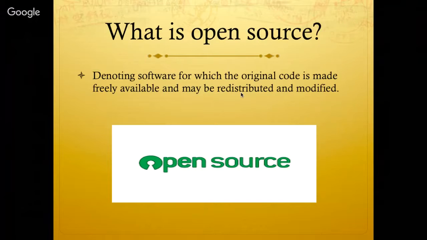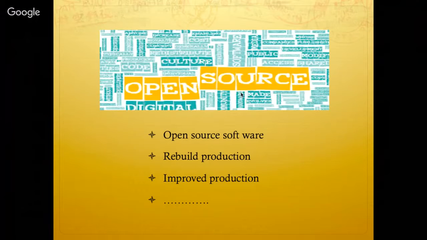So what is open source? Open source is donating software for which the original code is made freely available and may be redistributed and modified. Because of open source, there is open source software and reviewed or improved productions, and so many products and things rely on open source.